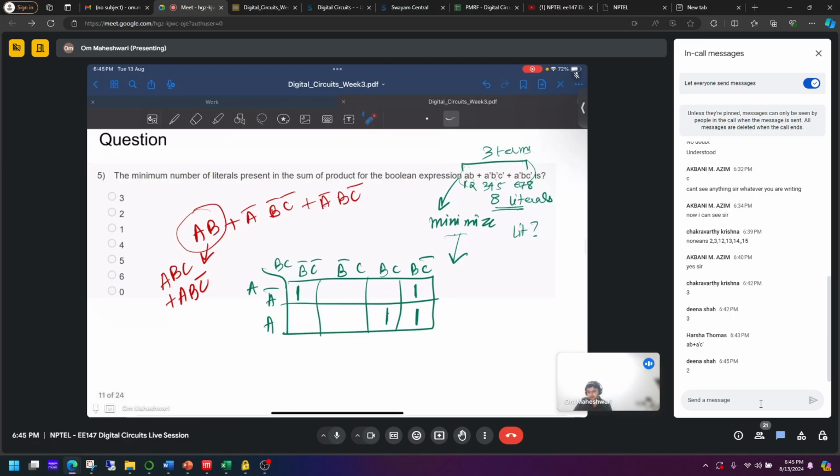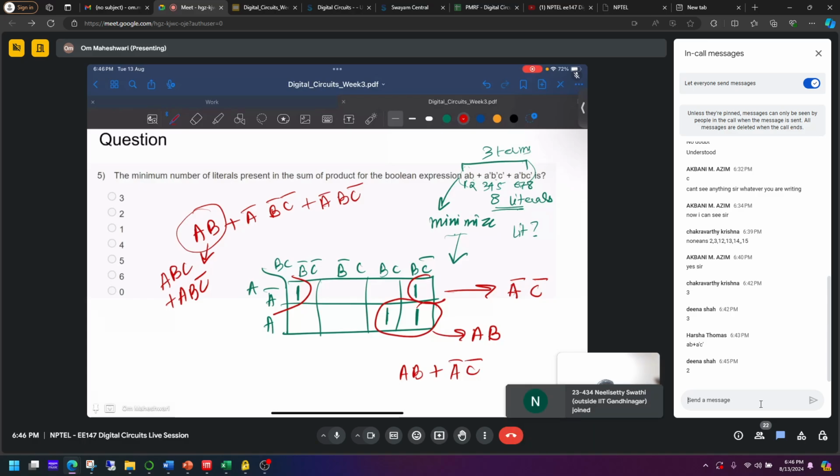Right. So now let's make the groups again. This is one group. This is AB. This is one group. This is A bar C bar. So your answer is AB plus A bar C bar. Okay, Dina, now you are again giving the wrong answer.